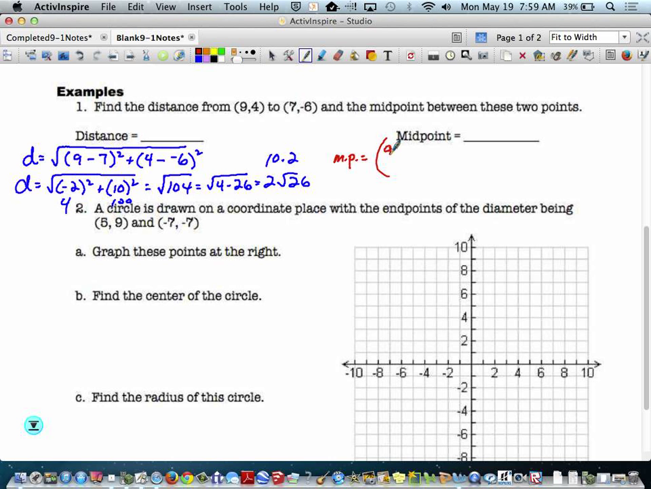So 9 plus 7 divided by 2, and 4 plus a -6 divided by 2. Again, I'm writing the double sign there. You don't have to do that. 4 plus -6 is the same thing as 4 minus 6. So what's 9 plus 7? Divide by 2. And 4 minus 6? -2 divided by 2, -1.